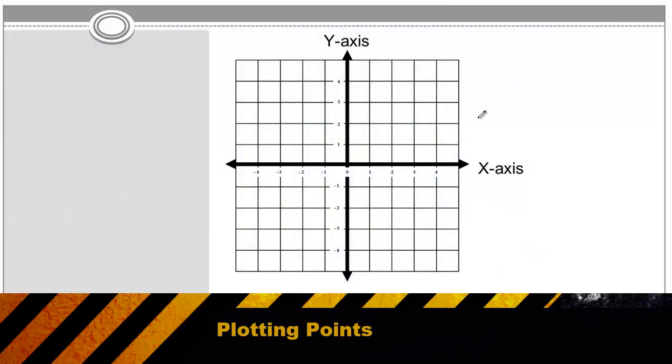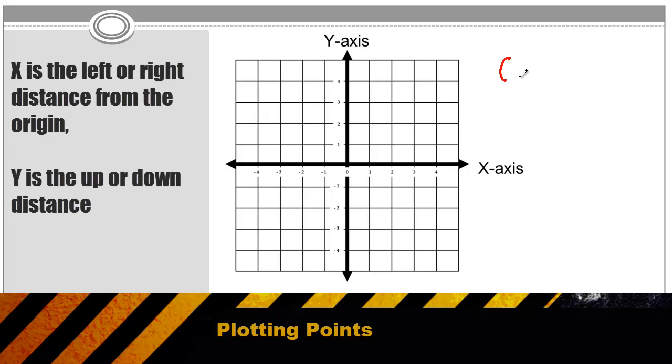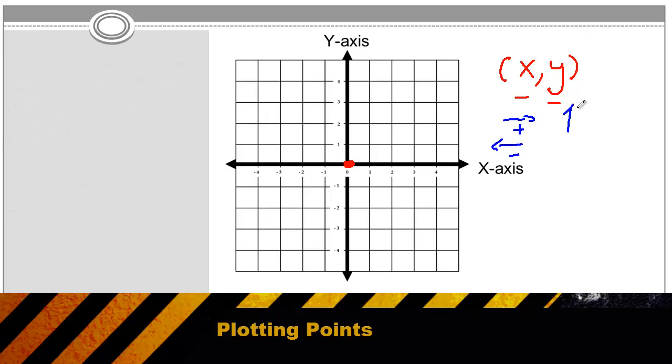Coordinate geometry consists of plotting points on an xy plane. The standard format we use to describe each point is parentheses, the x value, comma, the y value, and then close parentheses. The x and the y value describe how far away the point is from the center, or the origin, of the xy plane. The x value describes the left and right, with right being positive and left being negative. The y describes the up and down, with up being positive and down being negative.